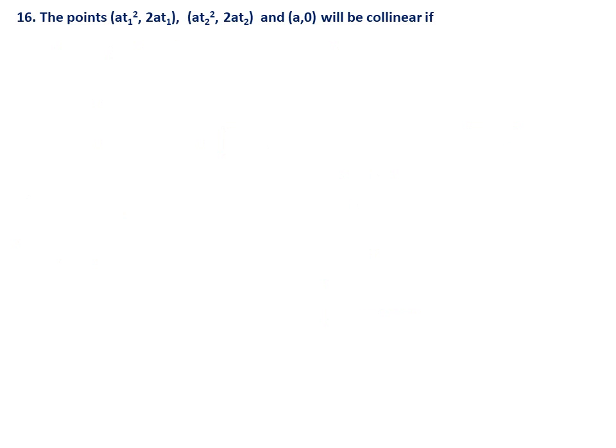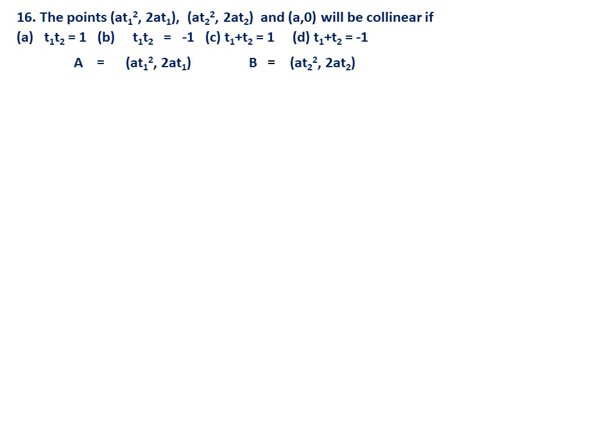And the 16th one, the points at1 square, 2at1, at2 square, 2at2 and a, 0 will be collinear if what? The options are t1 t2 equal to 1, t1 t2 equal to minus 1, t1 plus t2 equal to 1, t1 plus t2 equal to minus 1. So 4 options. Let us take A as the first one, at1 square, 2at1, B as at2 square, 2at2, C equal to a, 0. So these are the 3 points. Now what is the condition?